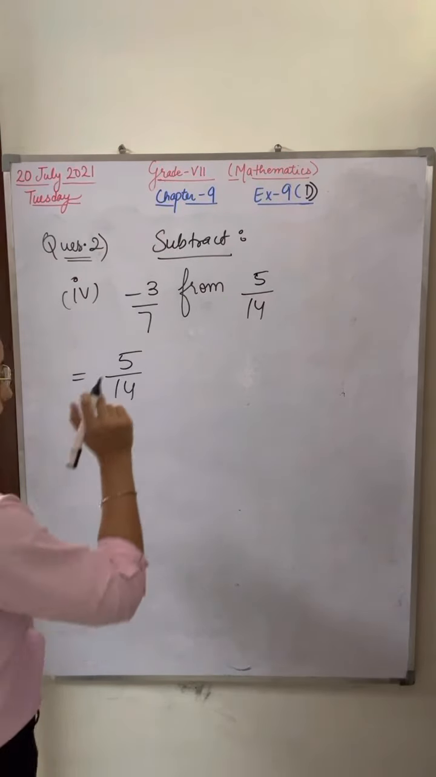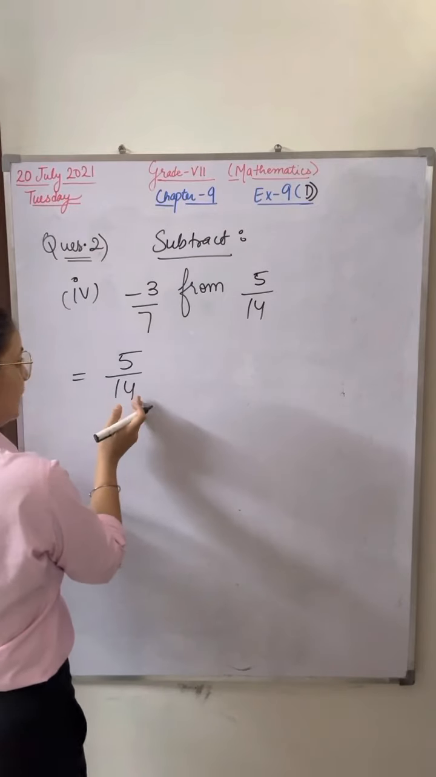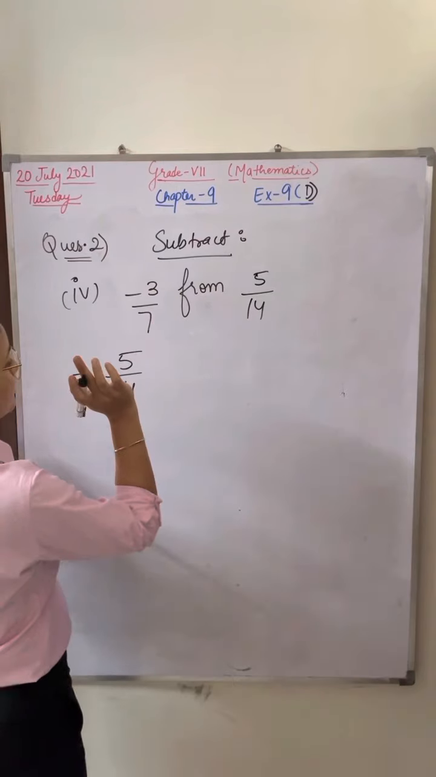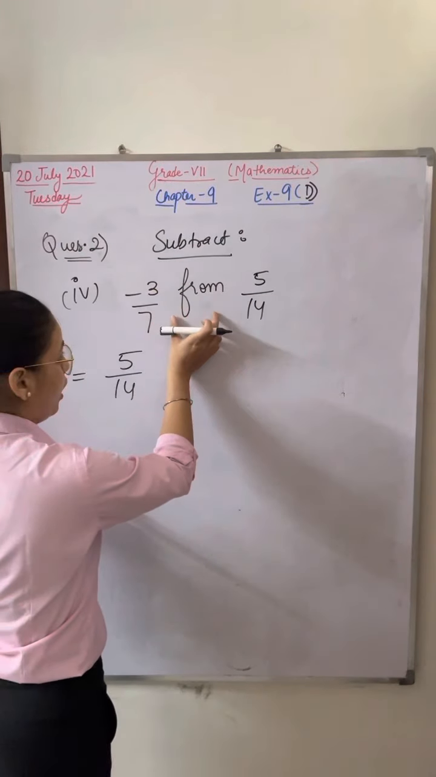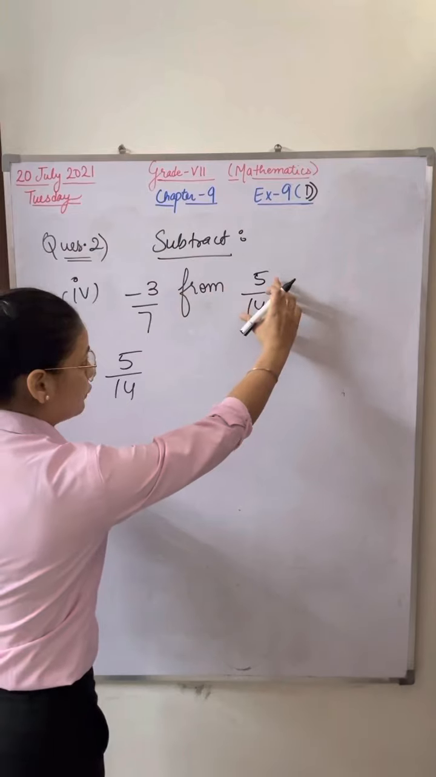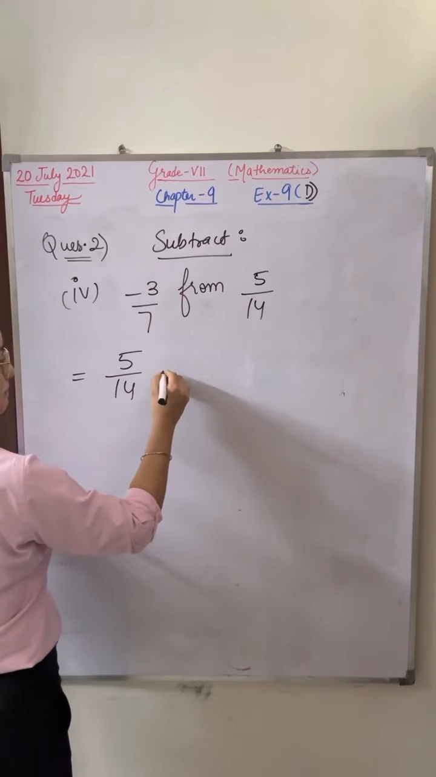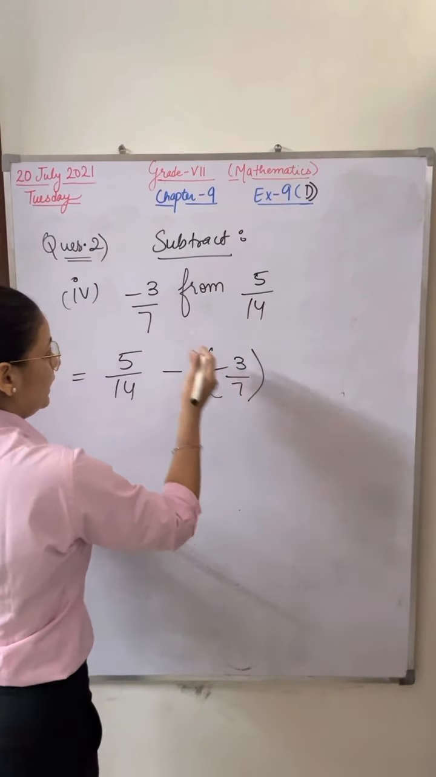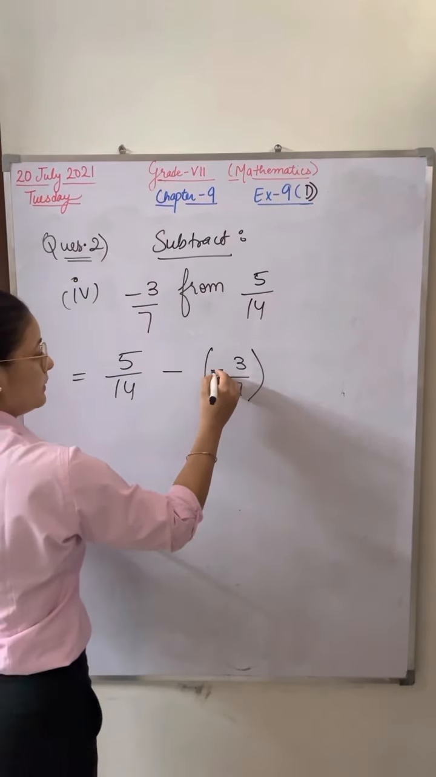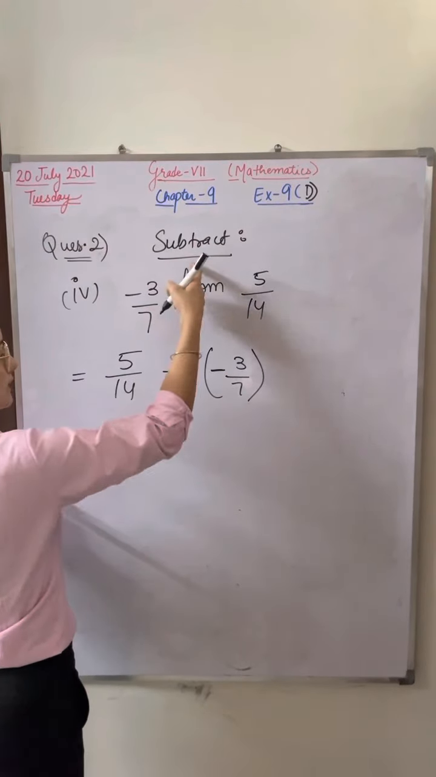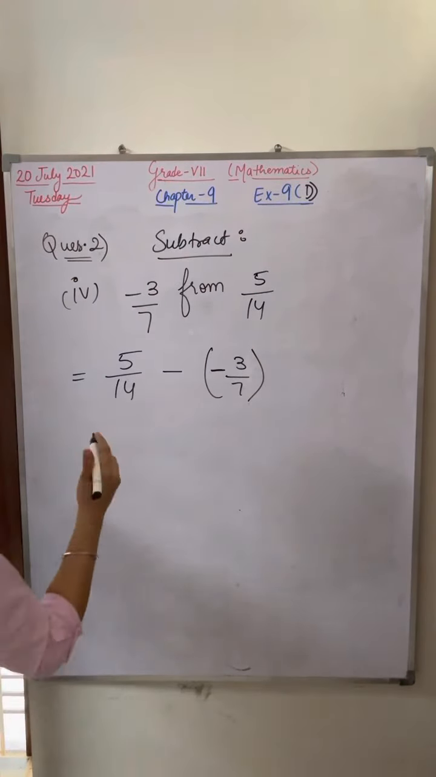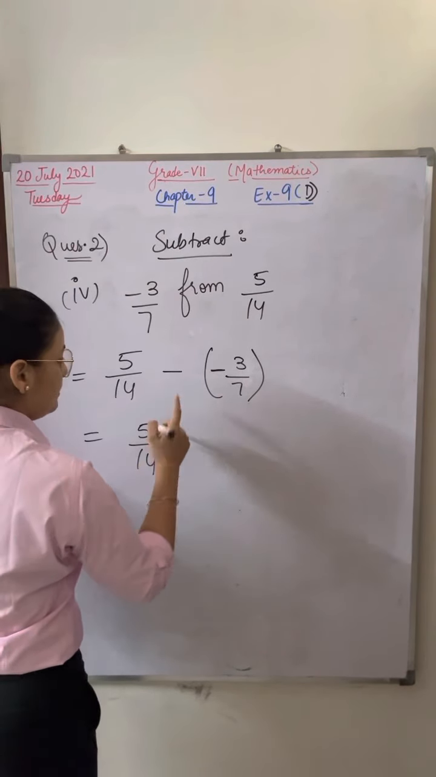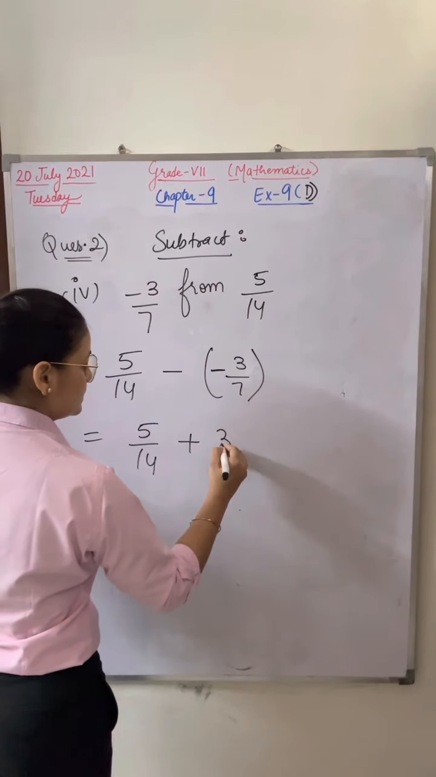I am telling you, you have to write this in the beginning, and still they commit this mistake in the paper. You have to see it is from. From means you have to subtract this from this. So write down 5 by 14 minus, and this term is also minus. This minus is for this term and this minus is for the subtraction. Now first of all open the subtraction. Minus minus will become plus.